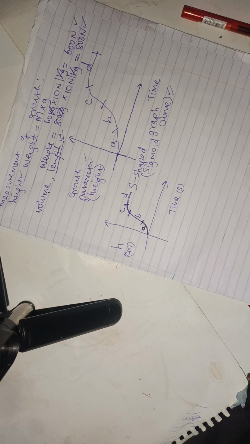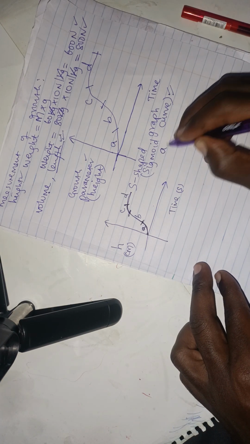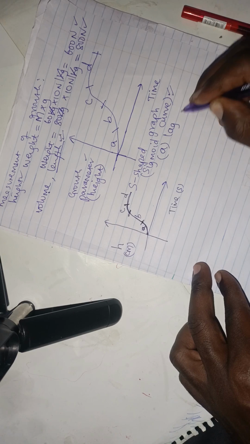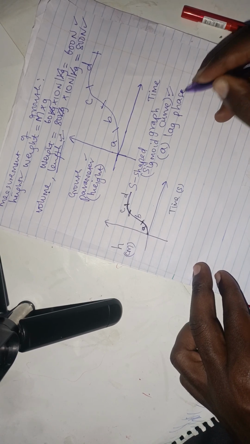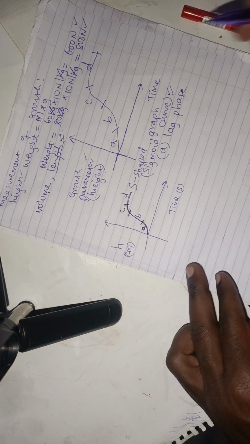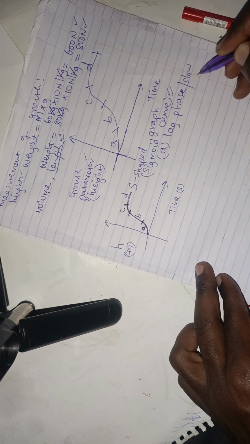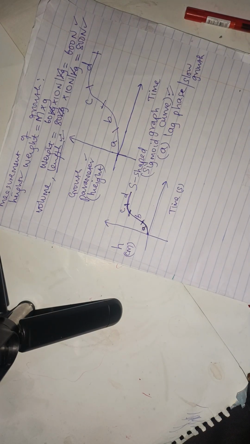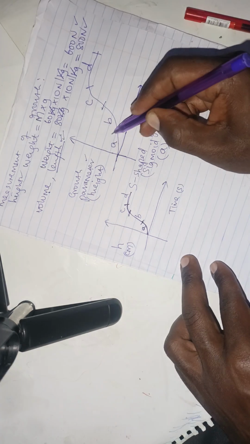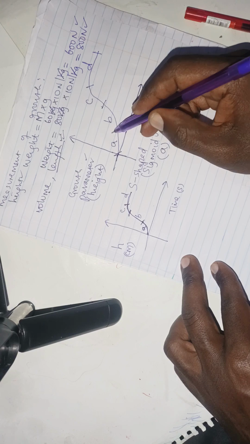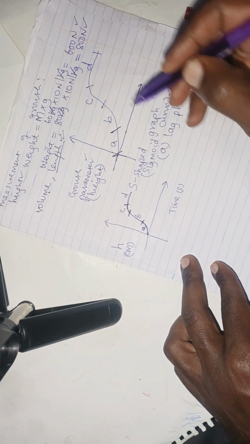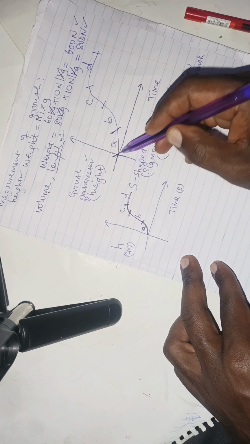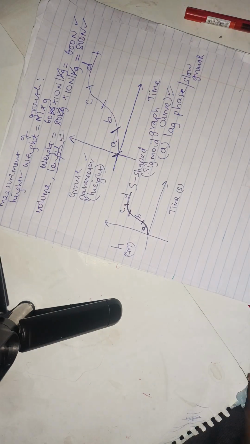Now, we begin with the first part, which is called the lag phase, where there is slow growth. At this initial phase, I'll just give a summary so you can follow and write down the short notes. So in this first phase, called the lag phase or the slow growth phase, there's always slow growth. There's always little growth. The growth is slow.